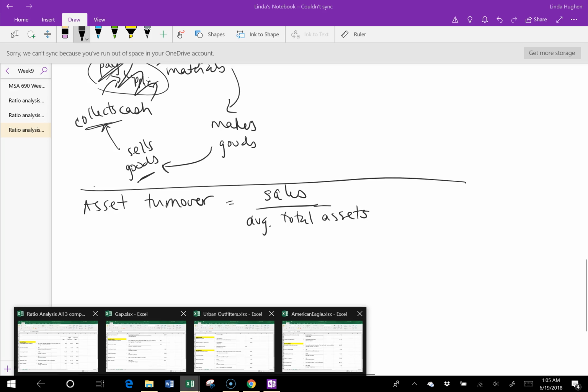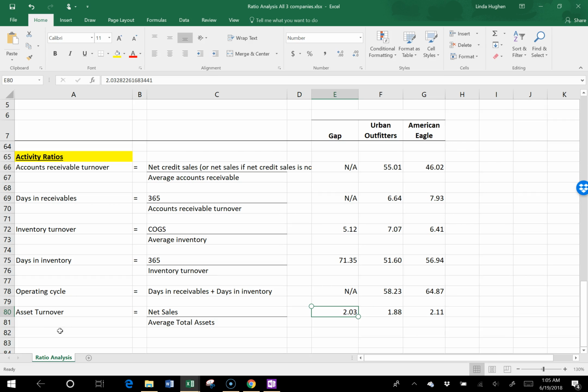So once again, we've already done the calculations for asset turnover, so let's just go back and compare the numbers for the three companies. Gap, we see, has the highest turnover. So although Gap's inventory is sitting out longer, we can probably say that it has less investment in plant, property, and equipment in order to earn the sales as compared to Urban Outfitters. Just noticing now, American Eagle actually has a slightly higher asset turnover than Gap does. So we would say that American Eagle looks the best in terms of asset turnover, then Gap, and then finally Urban Outfitters. That's it for our activity ratios.